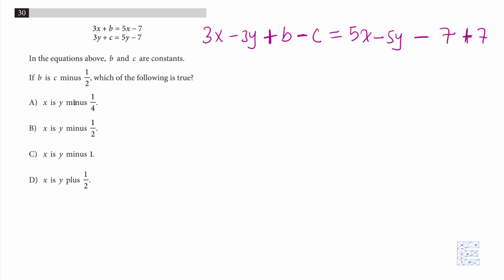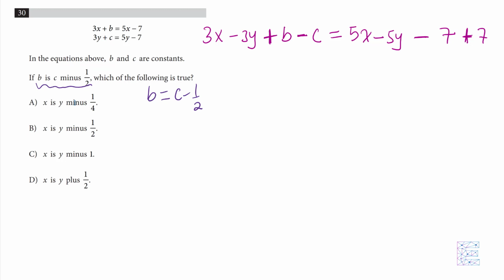Now you might be wondering, why did we opt to use subtraction rather than multiply this whole top equation by -1? That's just a shortcut. You could do that if you wanted, but it's just quicker to do it this way for this type of problem. Why? Because we have too many unknowns, x and y, and then b and c. Now, we were also given some bonus information that b is c minus 1 over 2. So we can write an equation using that information. b equals c minus 1 over 2.